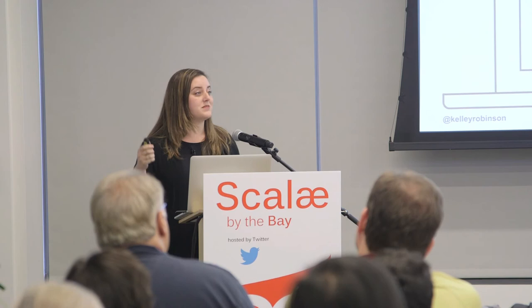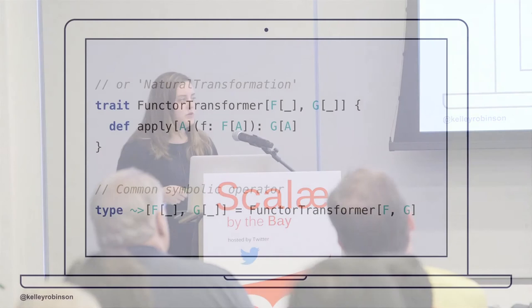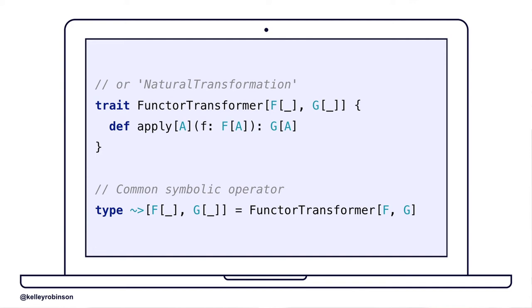So that functor transformer, you might also hear this called a natural transformation. And in some programs, it also has that really confusing symbolic operator. I wanted to be very explicit about what it's doing. It's a functor transformer. That's what it's going to do the interpretation.